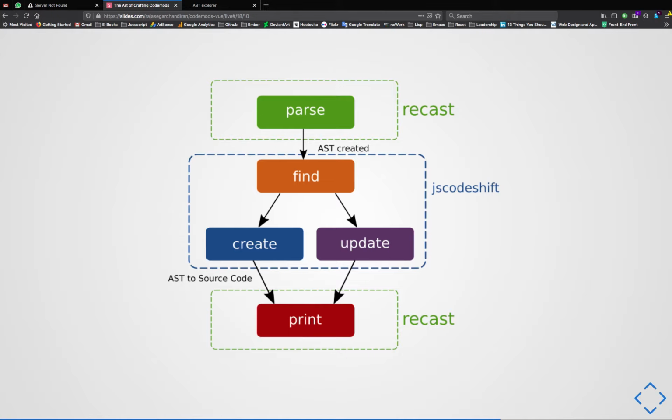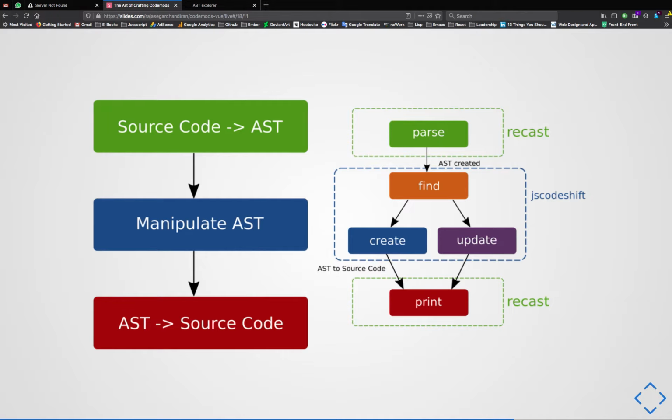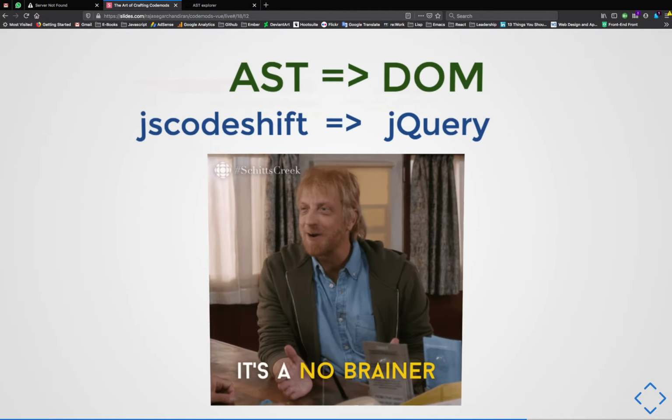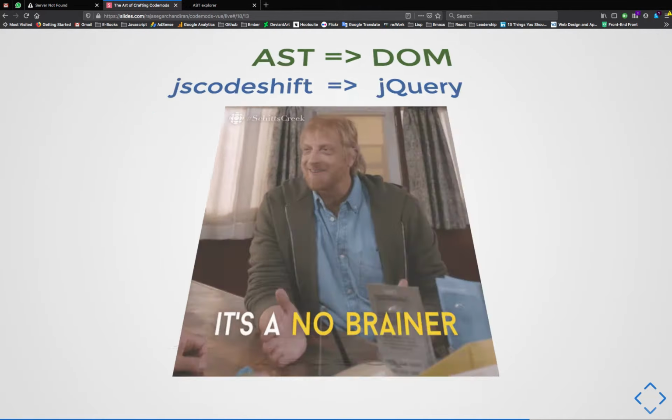Recast is responsible for doing parse and print, and JS codeshift is for finding, creating, and updating nodes. So this is the side-by-side comparison. Previously I used an analogy: AST is the DOM, and JS codeshift is the jQuery. As simple as that. If you understand this, codemods are very easy for you.